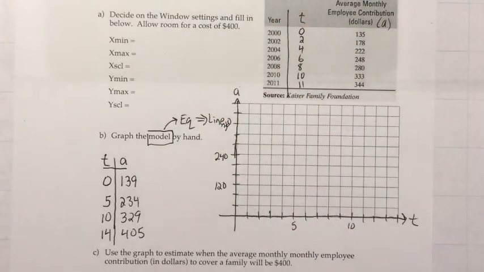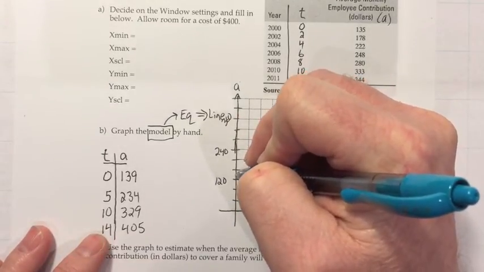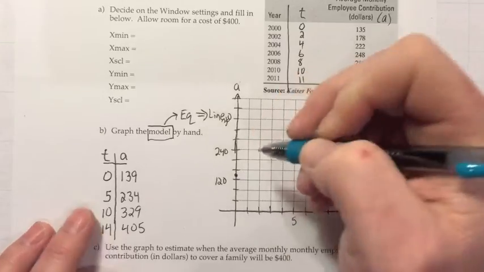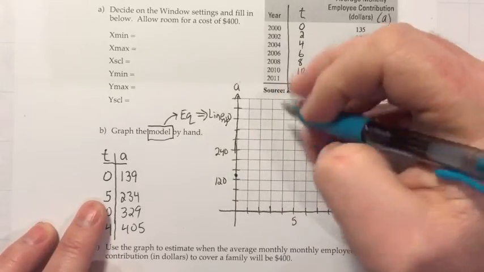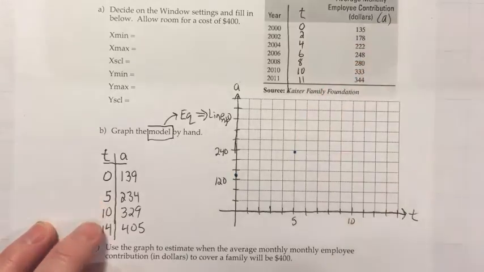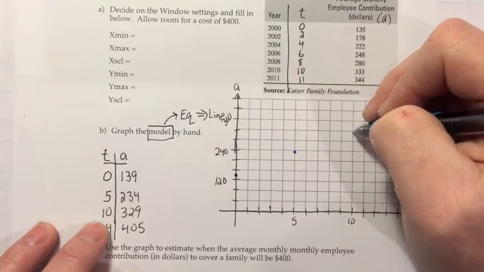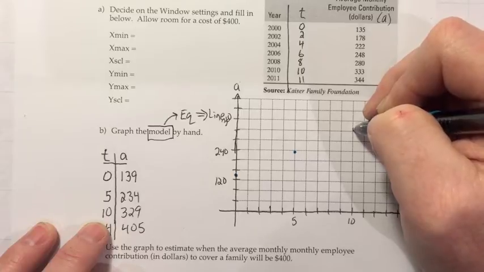All right, so now we can plot our ordered pairs that we have. Over 0, up 139. This is 120, that's 160. So 139 is about halfway in between. Over 5, up 234, so just a little bit below the 240 mark. Over to 10, up to 329. So let's see, 280, 320. So 329 is just a little bit above.